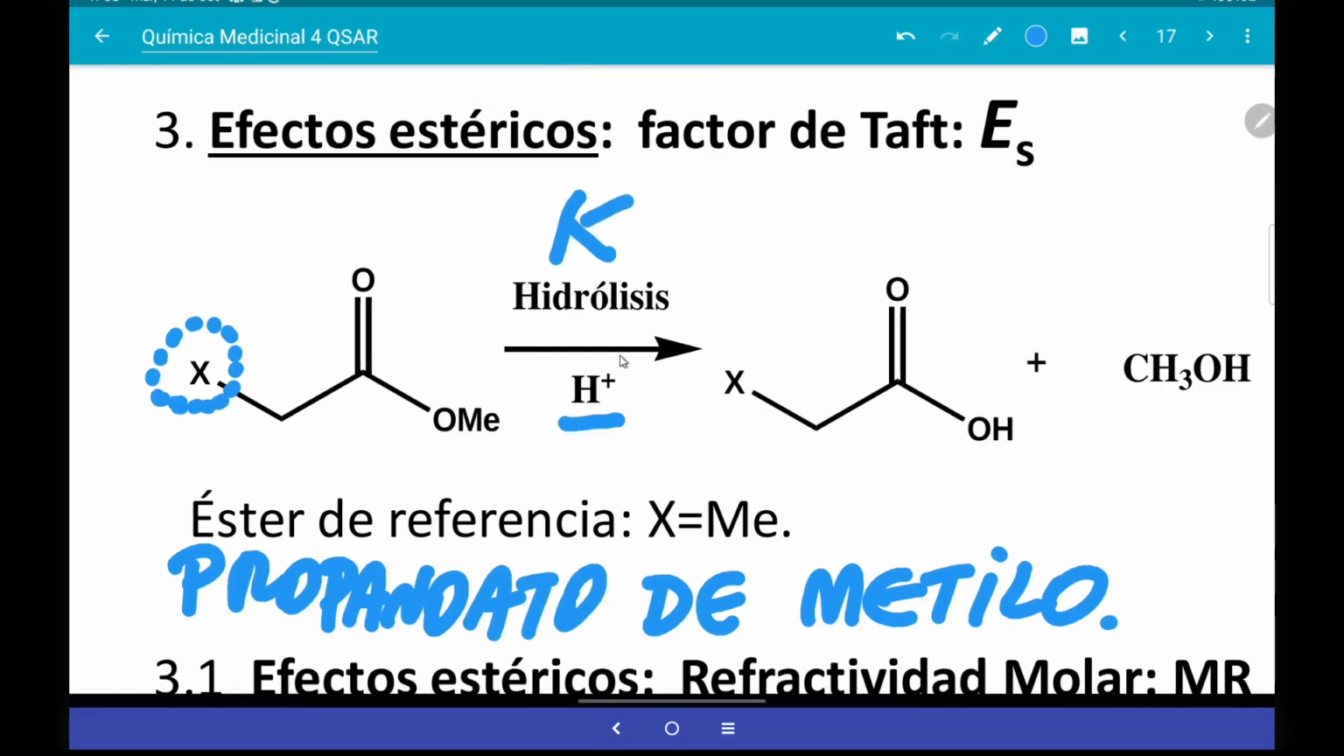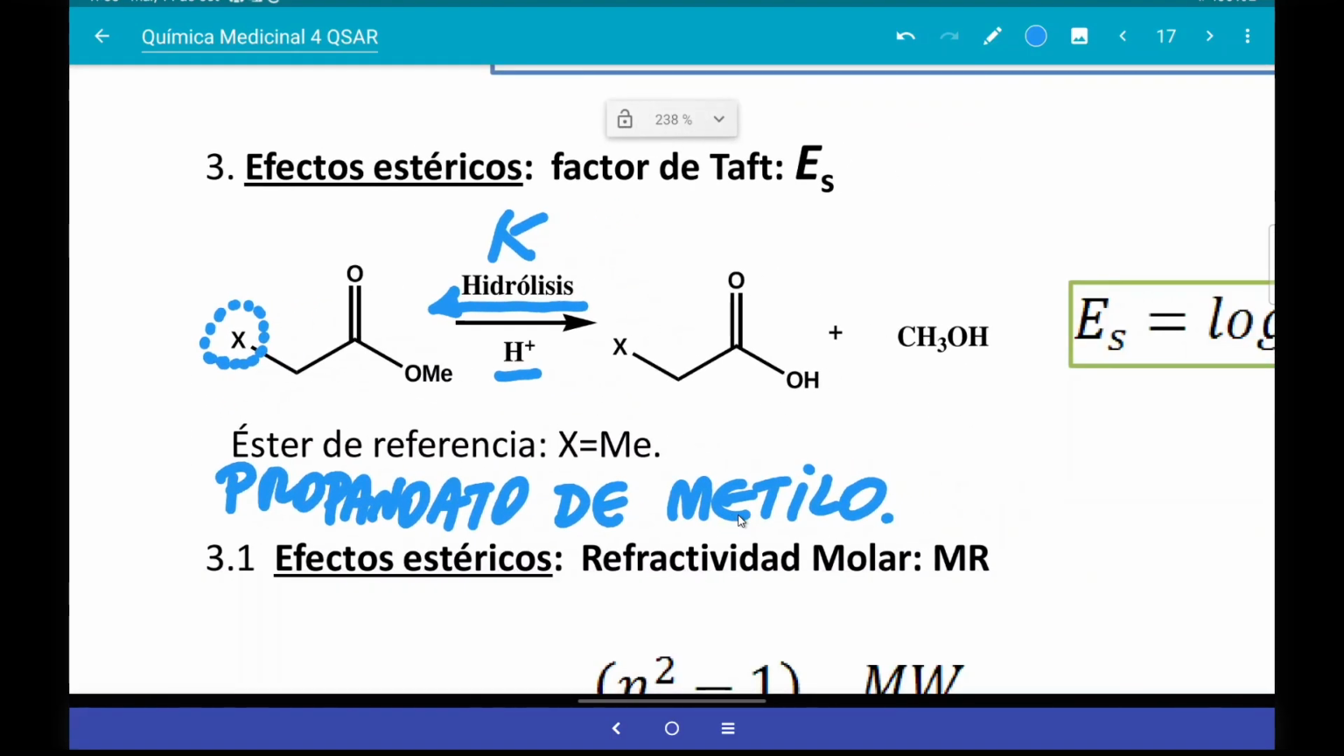What happens if I do the hydrolysis in the basic medium? Will the process be reversible or irreversible? Basic hydrolysis is irreversible. That is why the hydrolysis to determine Taft is defined in the acid medium, to have a reversible process. And if we have a reversible process, we can calculate a reversibility constant. The reference ester is this one. The Taft constant is defined in this way.